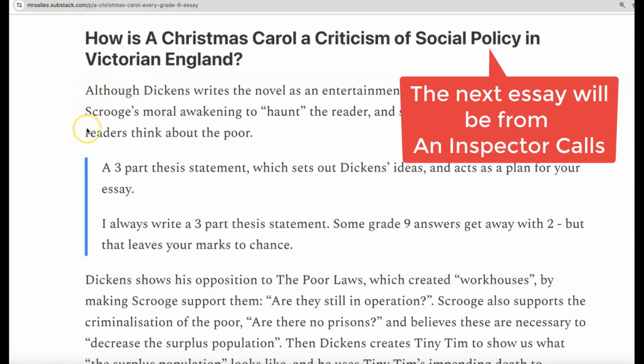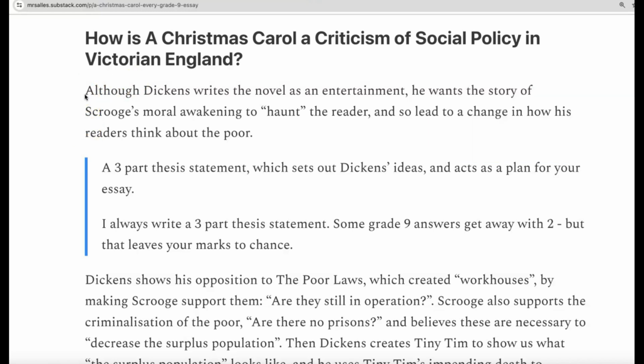So here is my thesis statement, which will fit any essay on A Christmas Carol. Although Dickens writes the novel as an entertainment, he wants the story of Scrooge's moral awakening to haunt the reader and so lead to change in how his readers think about the poor.